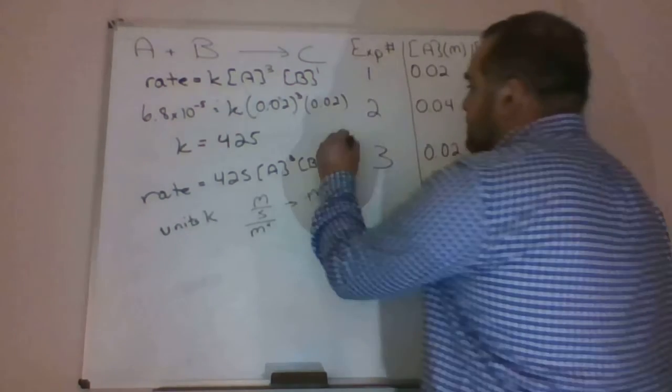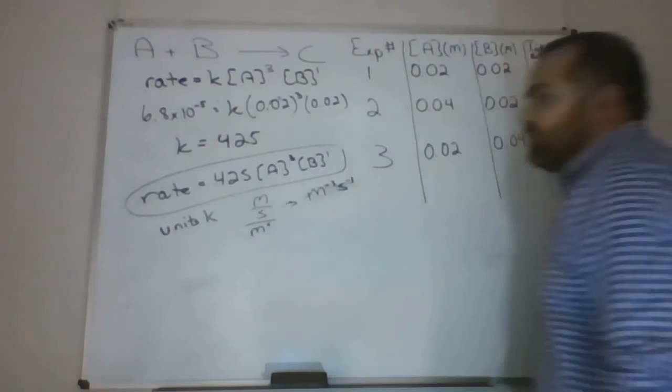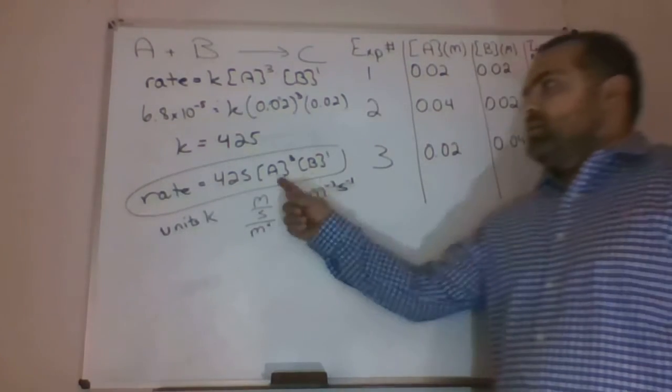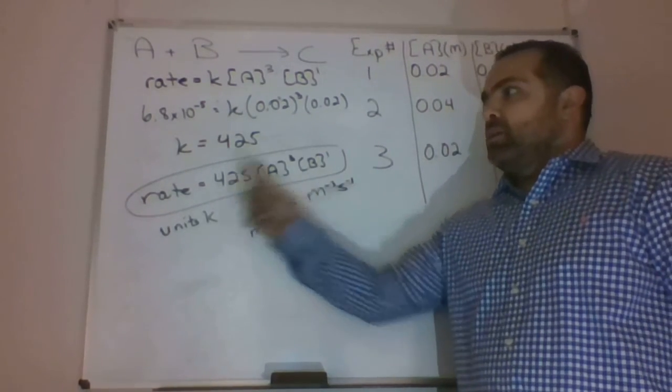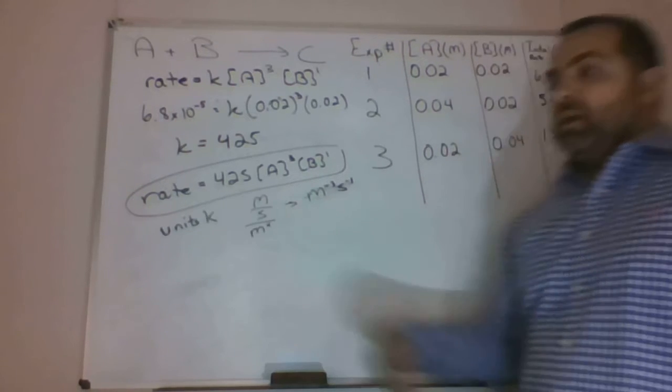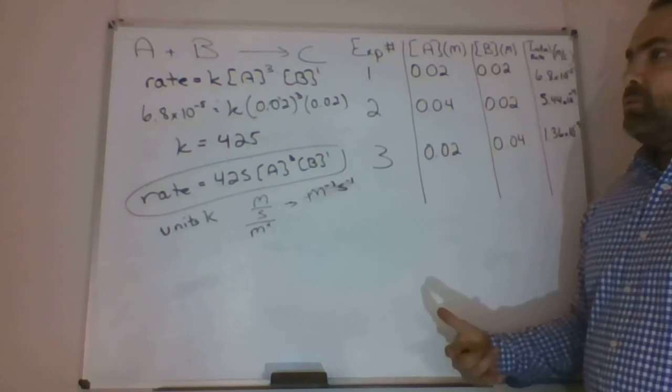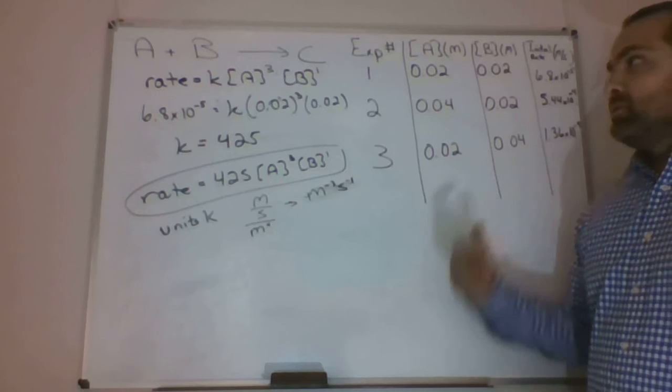And so now this is our rate law. Now you can plug in any concentration of A and B and calculate the rate for it. And this again is the process you go through when you want to solve a rate law using the initial rates method.